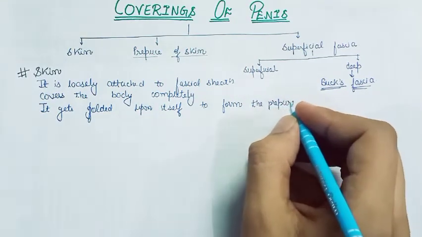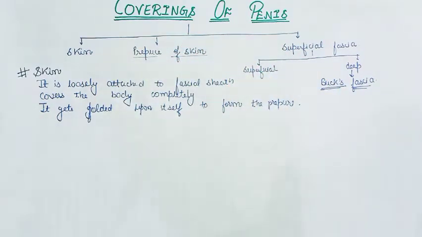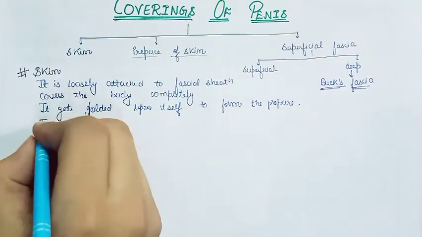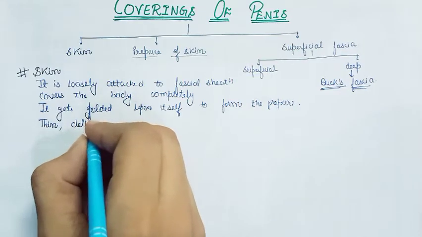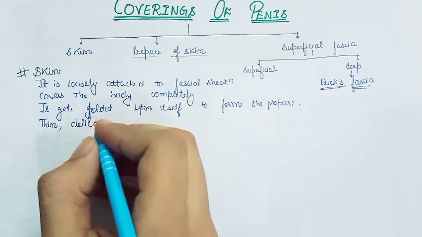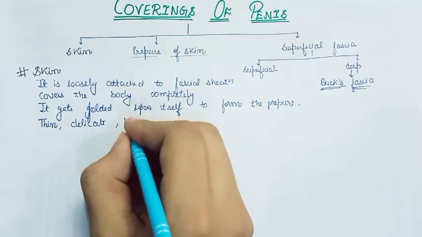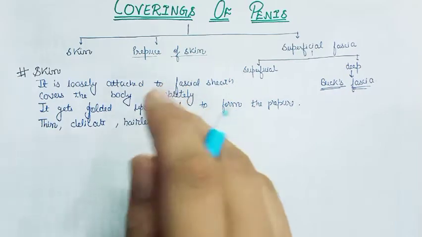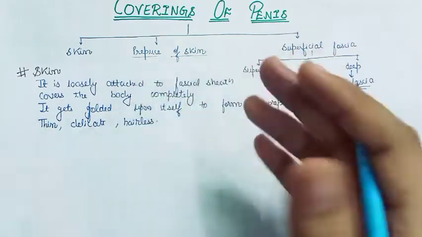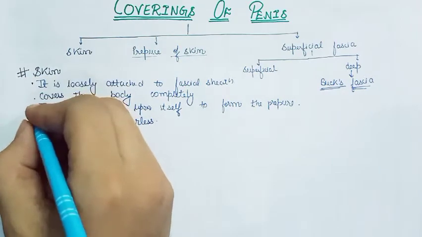So what's so special about the skin of the penis, or the skin covering the body of the penis? The skin is very thin and delicate. So the skin covering the penis is very thin, delicate and often hairless. These three are the remarkable properties of the skin covering the body of the penis. So these are all things you should know.